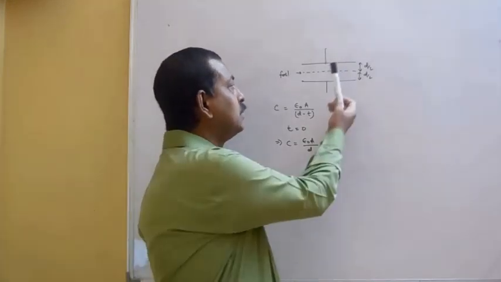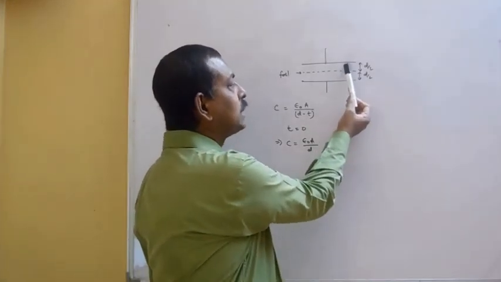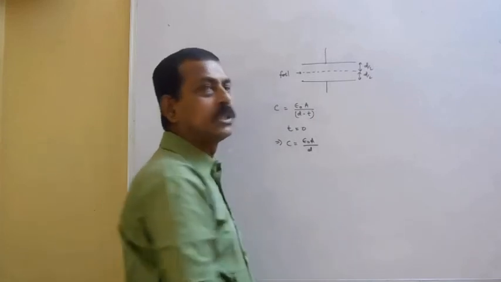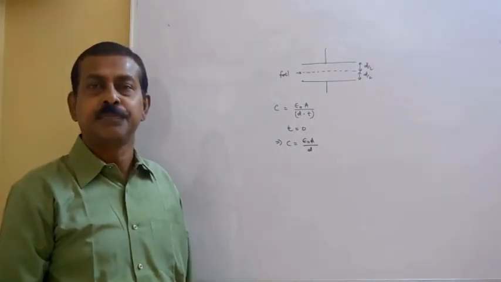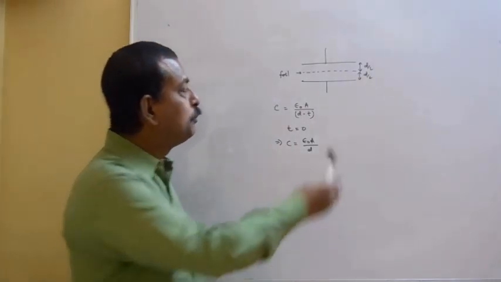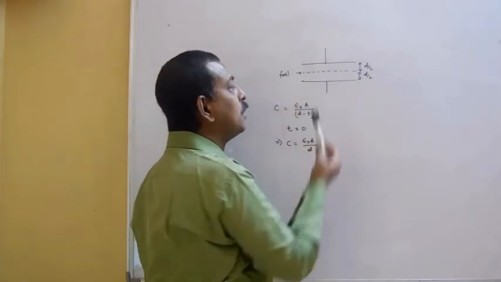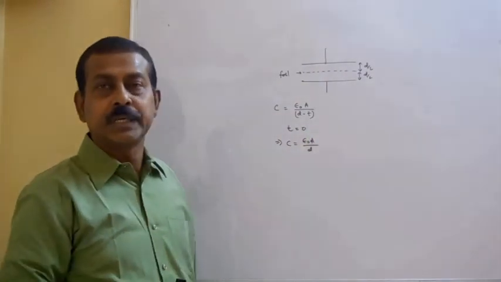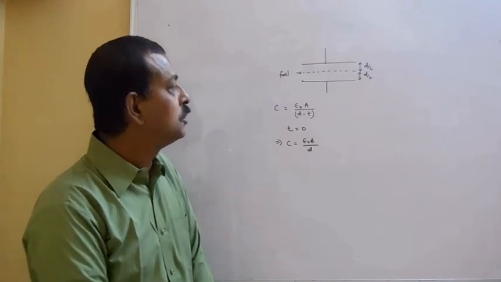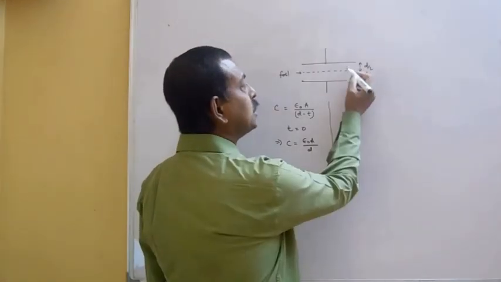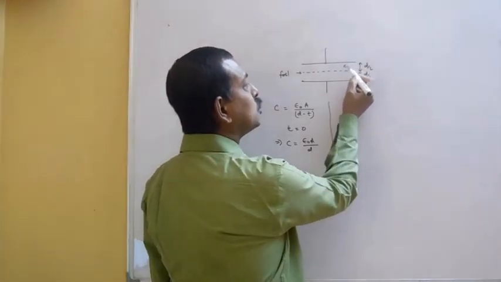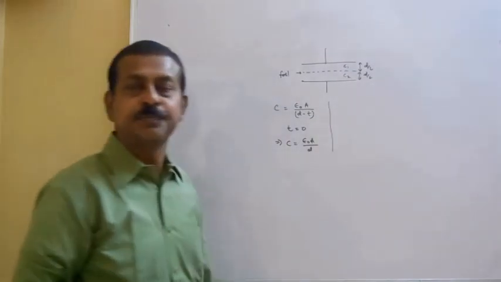Alternatively, you can treat this also as a case of two capacitors which are joined in series. And if we consider that this is a plate of negligible thickness, then for the two capacitors which we are getting, say this one as C1, this one as C2.